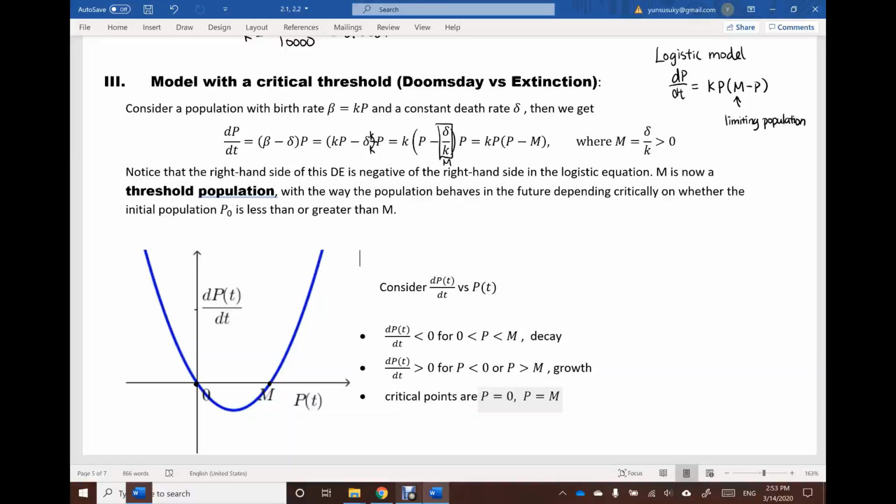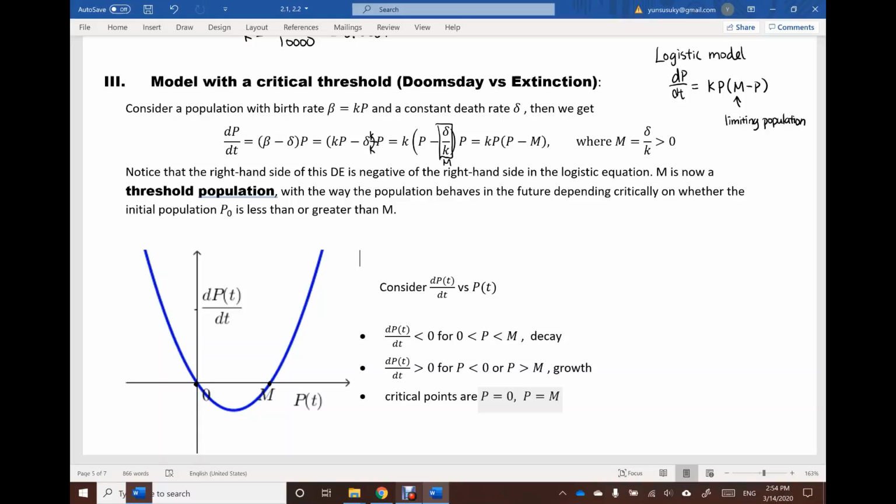Can you compare this to the logistic model? Are they very, very similar? The logistic model has kP times (M minus P), but for the threshold model, you have kP times (P minus M). So it's exactly the negative of the right-hand side. Now M is not the limiting population. M is called the threshold population, where the way the population behaves in the future depends critically on whether the initial population is less than or greater than M.